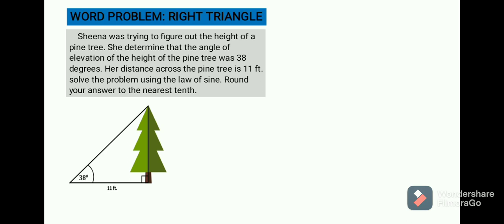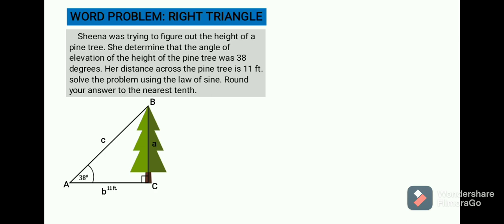So this is our figure that will represent our problem. Then let's label our figure. A will be the position of Sheena, B is the top of the pine tree, and C will be the ground level of the pine tree. Small a will be the height of the pine tree, small b is the distance of Sheena across the tree, and small c will be the distance of Sheena from the top of the tree.